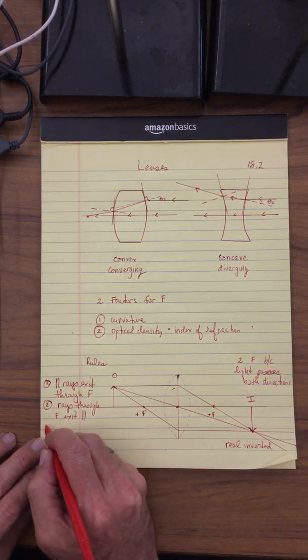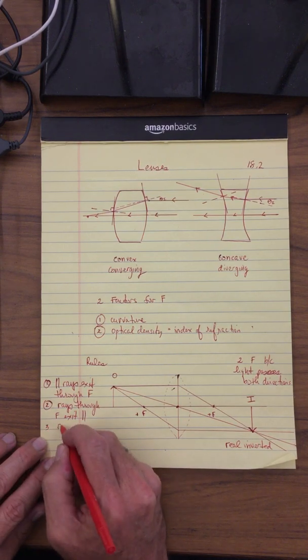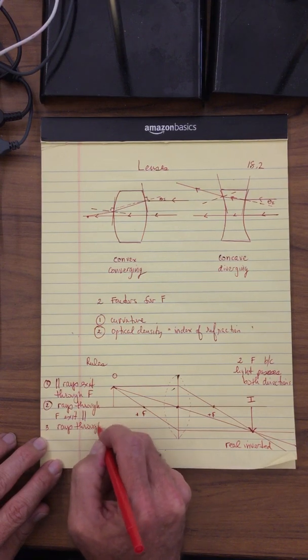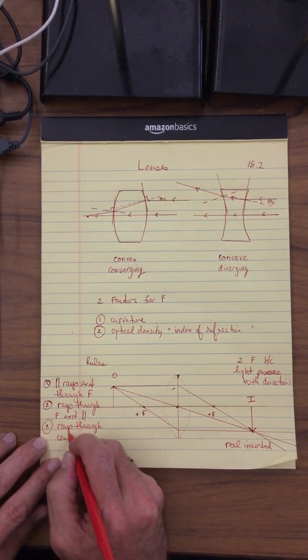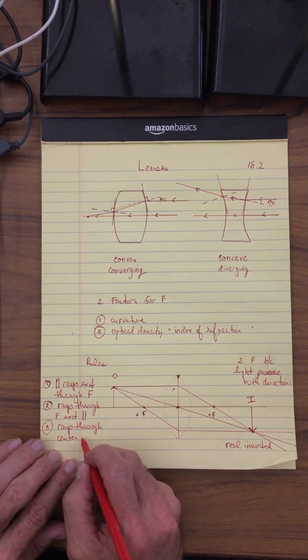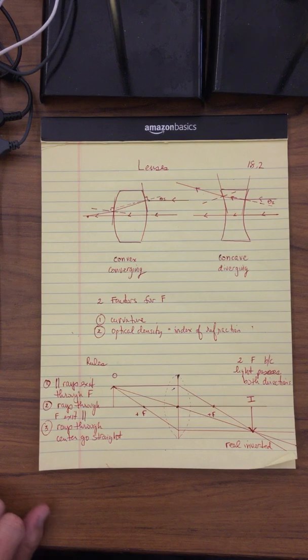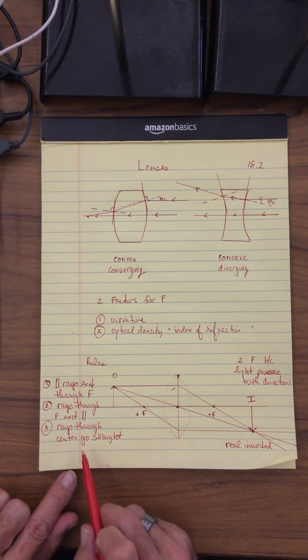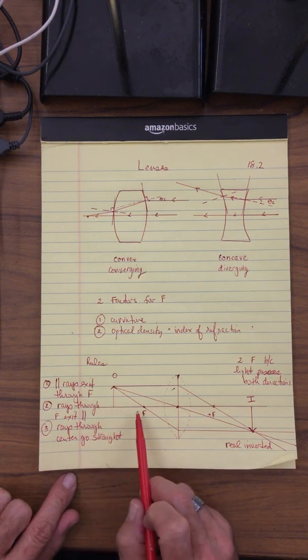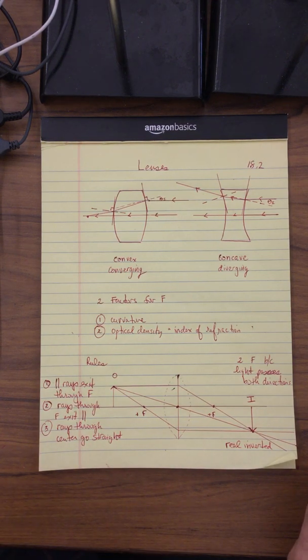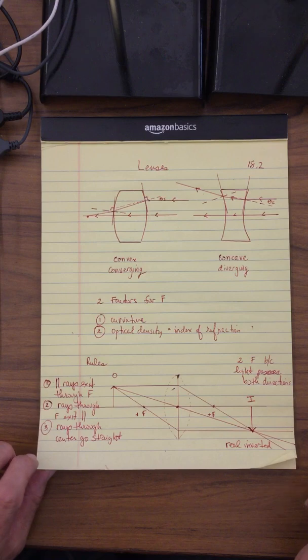So I forgot to do the third rule. So the third rule is rays through the center go straight. So what we're going to do is a couple of examples, and we're going to see what happens when we approach the focal point, and then we're also going to see what happens when we go on the inside of the focal point.